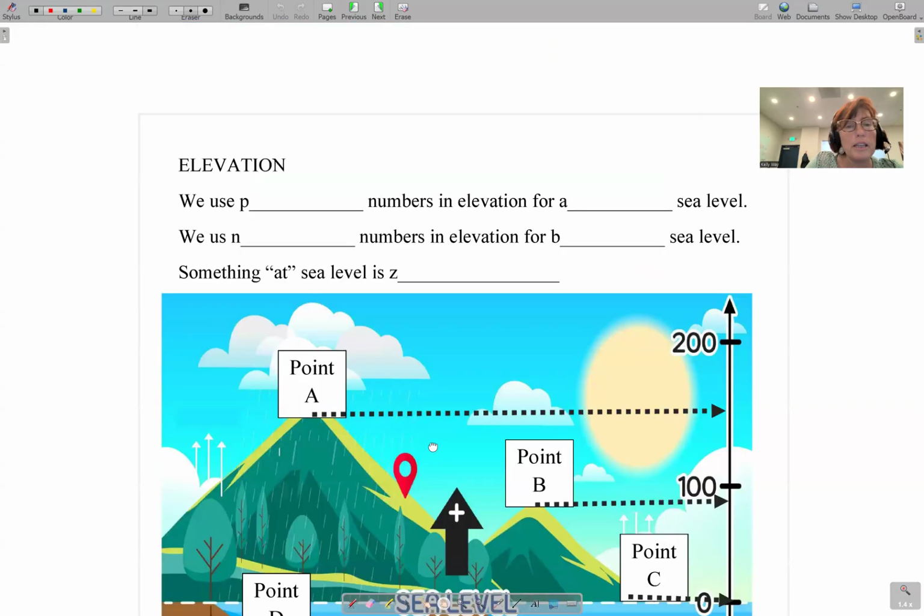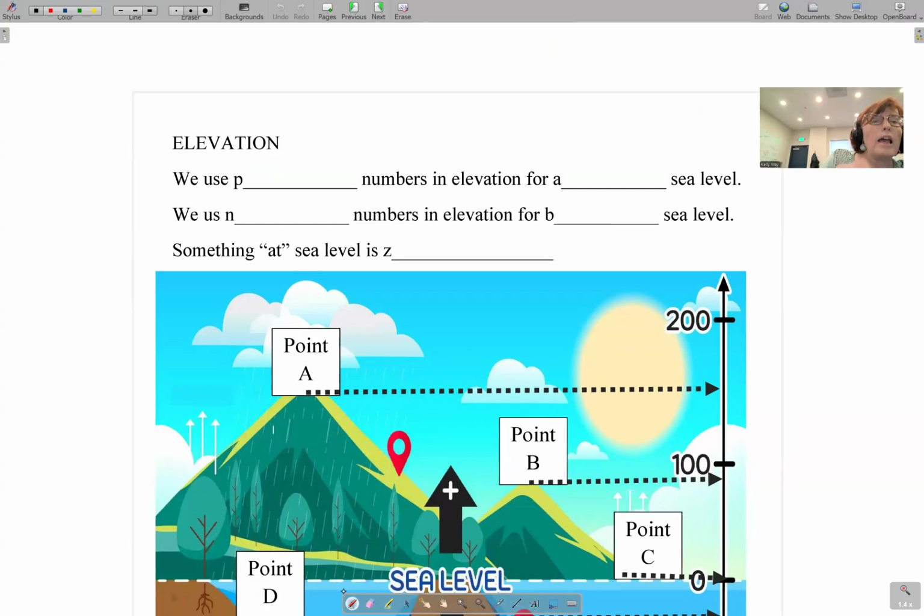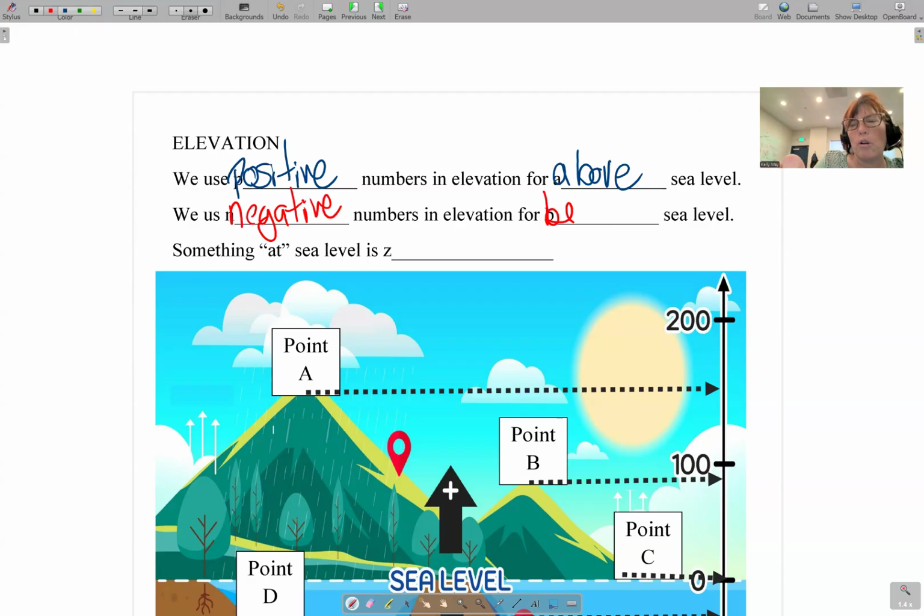Another way we use integers would be elevation. We use positive numbers in elevation for things that are above sea level. We use negative numbers for things that are below sea level. And something that is at sea level is 0.